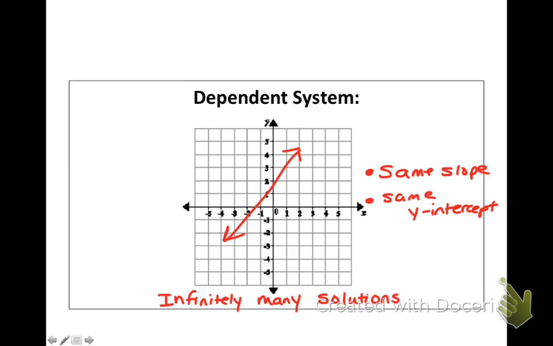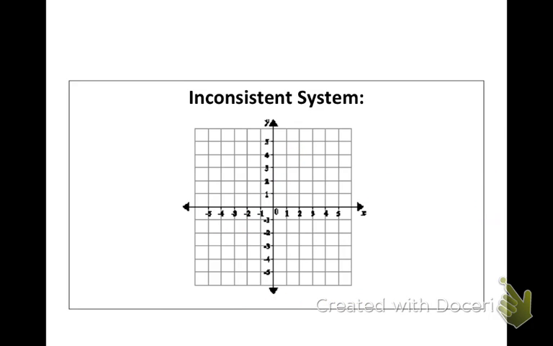So if you're asked to classify a system, you're either going to say that it's independent, you're going to say that it's dependent, or the third option is inconsistent. An inconsistent system is when your lines end up being parallel and they'll never intersect. And in this case, you would have no solutions.